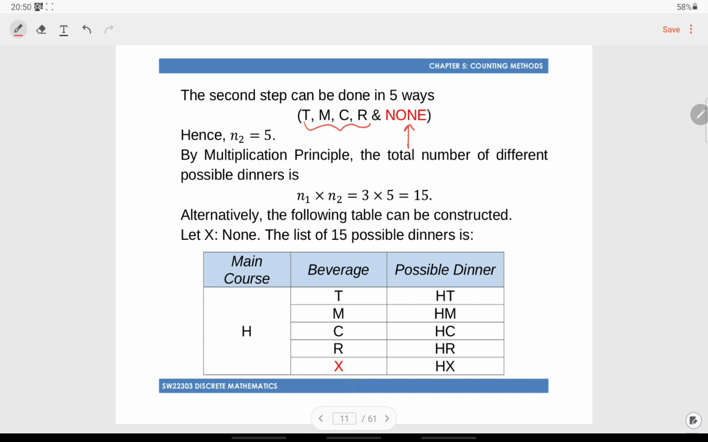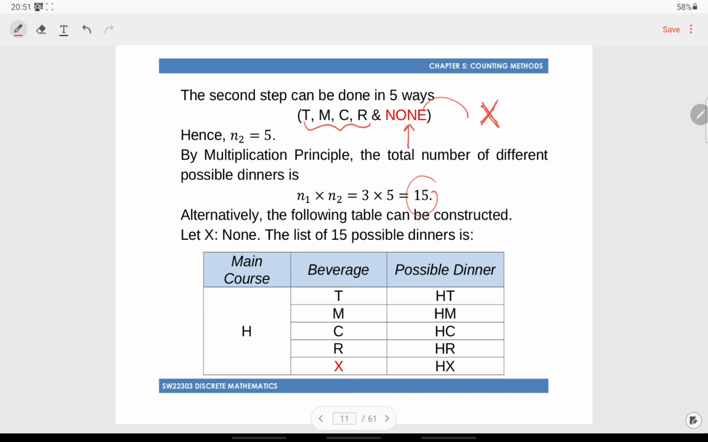The none option can be represented by capital X. That means there is no selection for the beverage. So we have T, M, C, R, and none. That means the second task can be done in 5 different ways. That is why our n2 is equal to 5, instead of 4. So by using the multiplication principle, because this task can be done in 2 successive steps, we can come out with the total number of different possible dinners consisting of one main course and an optional beverage. So there are 15 different ways.